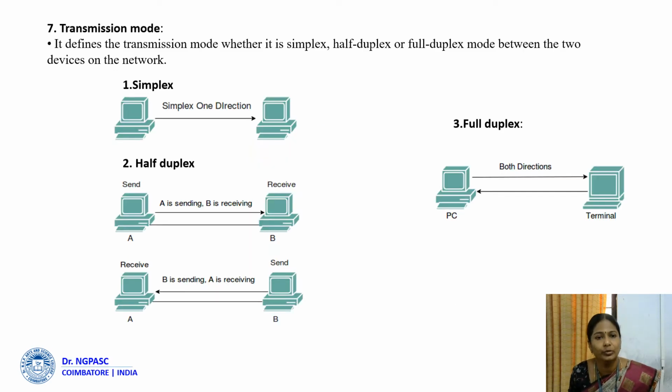Next, we move to transmission mode. It defines the direction of transmission between the two nodes. There are three types of transmission mode available.